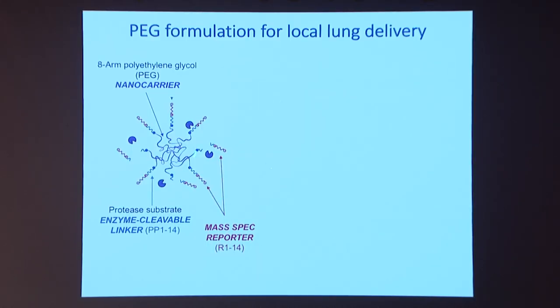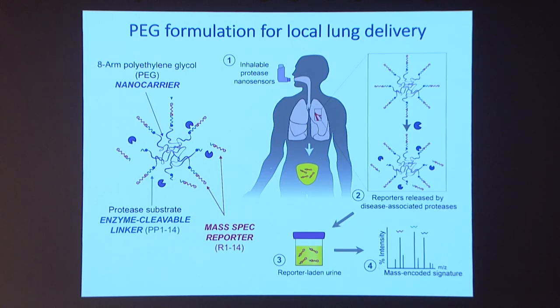So we teamed up with Tyler Jacks using his KP mice and used the PEG formulation that I've described to you already, which is shown here. So this is the PEG core and the mass spec reporter. And in this particular experiment, we have 14 different reporters, so 14 different proteases.